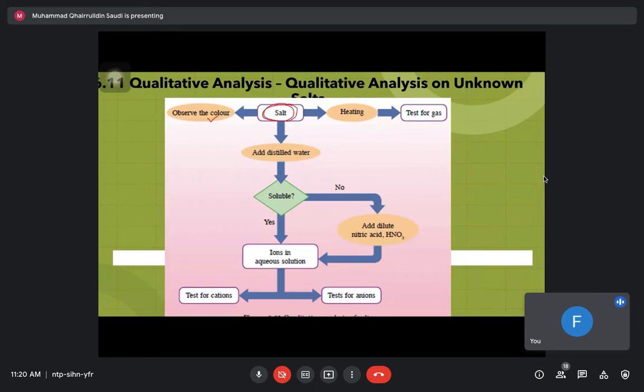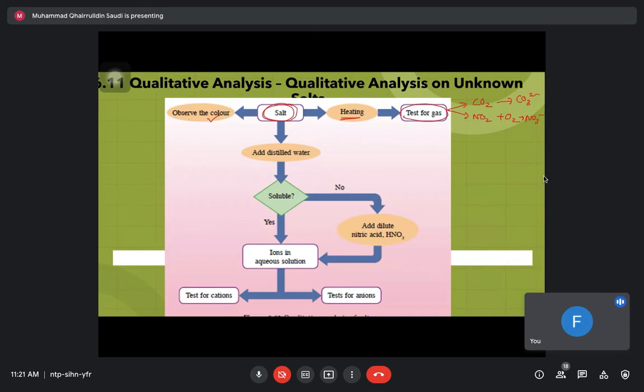Okay, kemudian bila kita dah tengok warna, kita akan cuba heatkan dia. And bila kita heatkan dia, if there are gases that are released, we test for gases. So daripada sini kita sepatutnya tahu sama ada kita dah ada carbon dioxide gas ataupun nitrogen dioxide gas and oxygen gas. So kalau carbon dioxide gas, dia adalah carbonate ion. Kalau ada nitrogen dioxide gas dengan oxygen, dia ada nitrate ions.